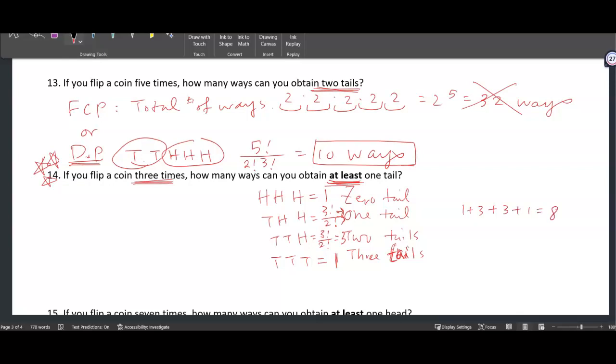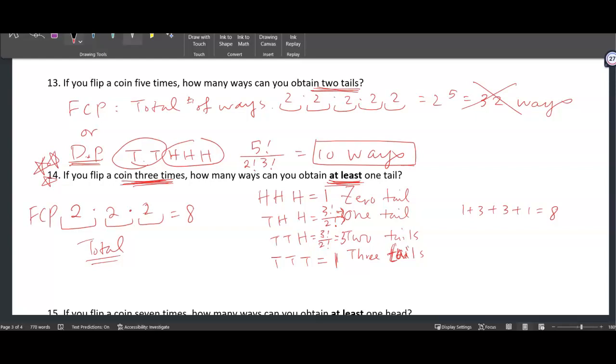And that is what? Remember, in the previous problem, if you flip the coin 3 times, you're supposed to do the FCP if you want the total, right? So it's 2 times 2 times 2. So the total is 8. By the fundamental counting principle, that's when we are looking for total. And so which one is at least 1 tail? Which ones of the 8 are at least 1 tail?